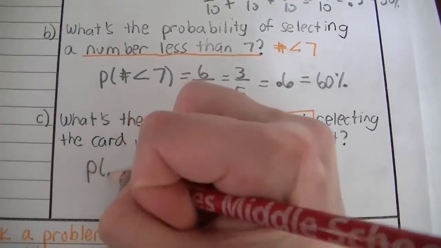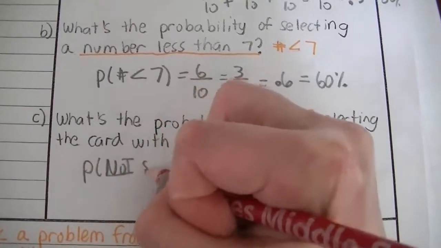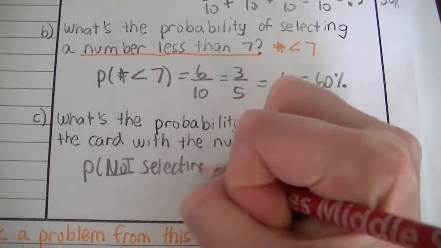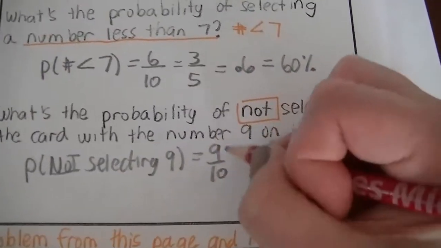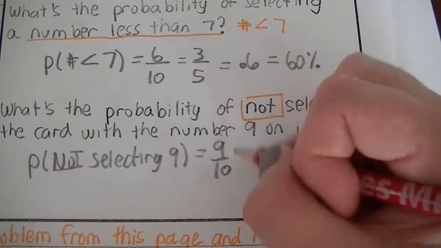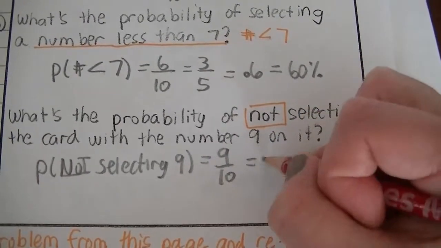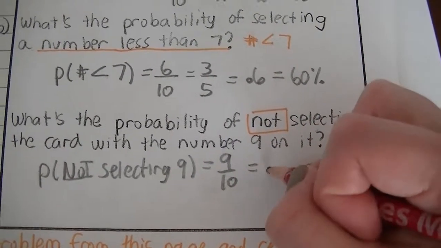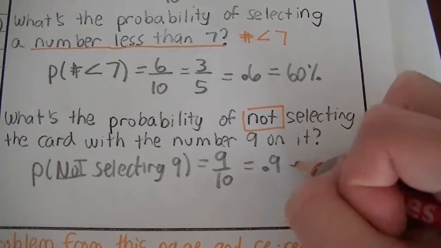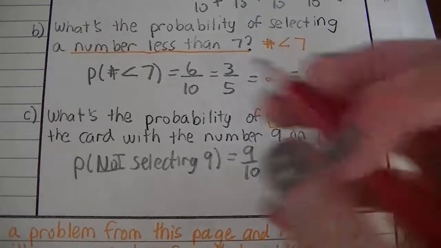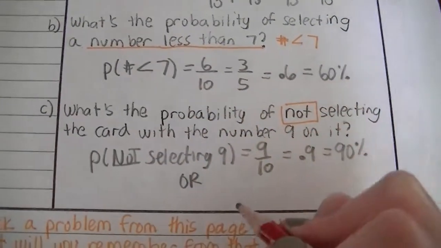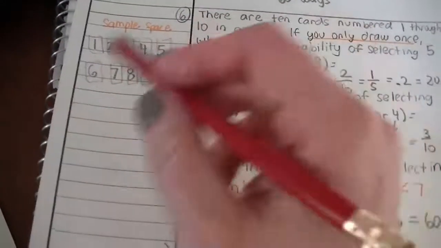So the probability of not selecting 9 is 9 out of 10. And as a fraction in simplest form, that's already there. So let's go ahead and divide that. 9 divided by 10 is 0.9. 9/10, 0.9, which gives you a 90% chance of not selecting 9. Now another way to do this is, well, how many total possibilities were there? Well, 10 out of 10.